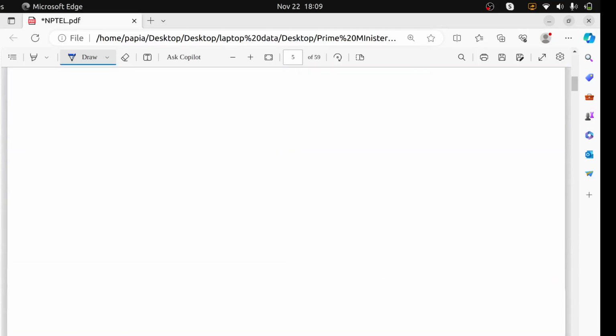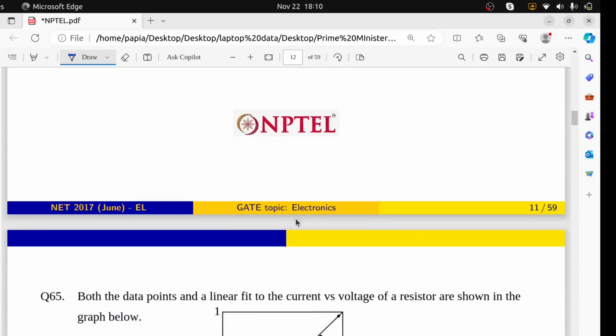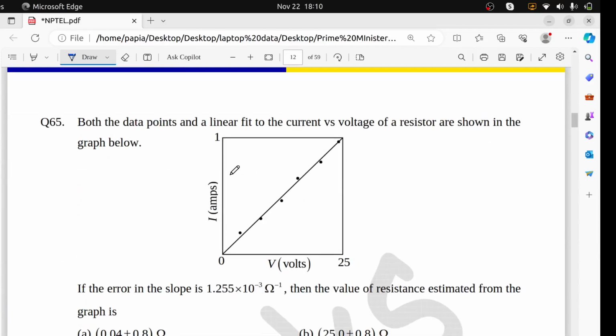Okay, let's move to the next question. The next question is from NET 2017 June. Let's see the question here. Question number 65. Both the data points and a linear fit to the current versus voltage of a resistor are shown in the graph below. Here you can see I in ampere, V in volt. So it is a plot given here. Now, if the error in the slope is 1.255 × 10^-3 ohm^-1, then the value of resistance estimated from the graph is how much?